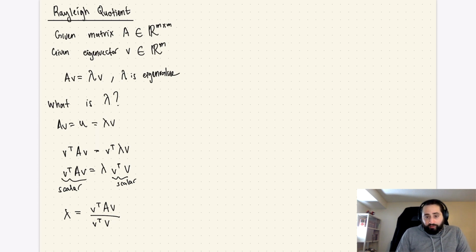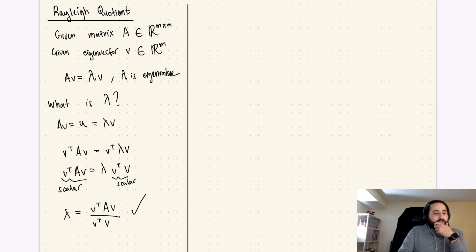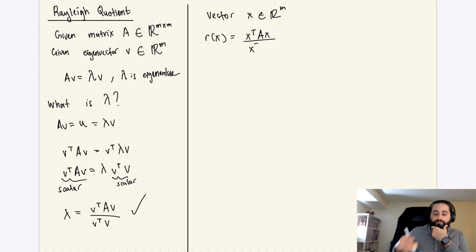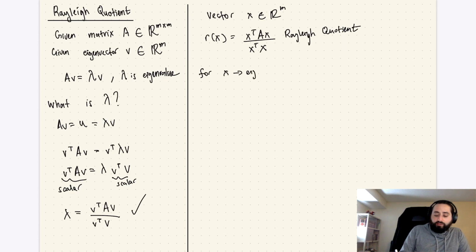Now, given an eigenvector v, we've gone ahead and found lambda. Check. Generally, we can define the Rayleigh quotient, so let's give it a general definition. Given a vector x, and again let's make sure it lives in R m, r of x is equal to x transpose A x all over x transpose x. That's the Rayleigh quotient. Excuse my gorgeous handwriting. Now, for x that's an eigenvector, r of x, like we just showed, will be the eigenvalue.